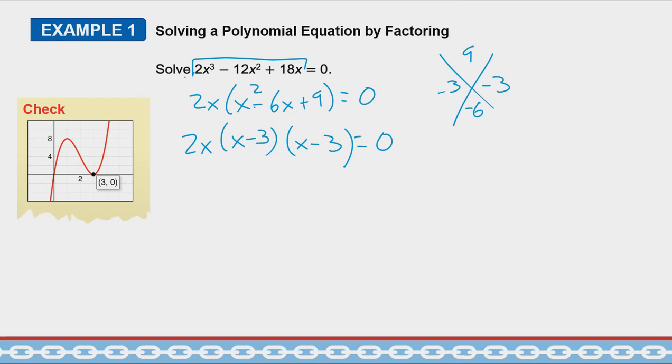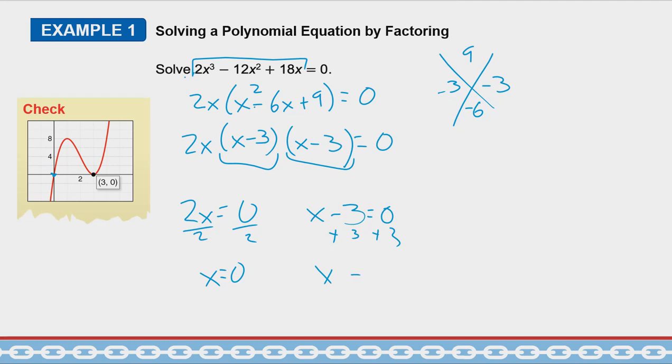And then I can work to solve this just like when we were solving quadratics. I'm going to set each of these equal to 0. Now, x minus 3 equals 0 is going to be a repeated solution. That factor appears twice, so I don't need to solve that twice. So I can divide away the 2 here. I get x equals 0, and I see that on my check graph right there. And add away this 3. I see also a solution at x equals 3, also right there on my check graph.